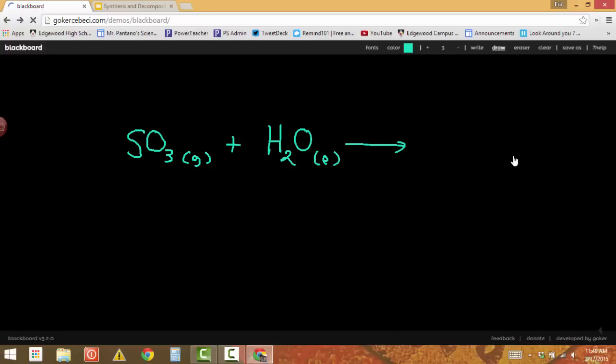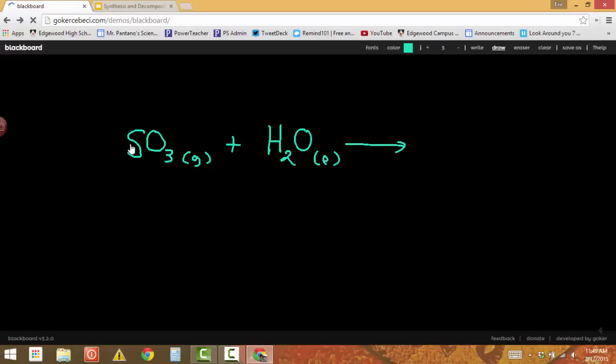Okay? And finally, the last one that we had was sulfur trioxide gas is bubbled through some water. Sulfur trioxide is not an ionic compound. There's no metal in there. So it's a molecular compound. Sulfur trioxide means SO3, and that is a gas. We're going to bubble this through water, H2O, which is also a liquid, and we're going to produce one compound.